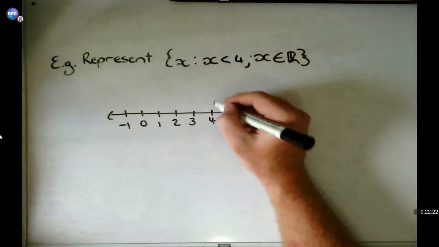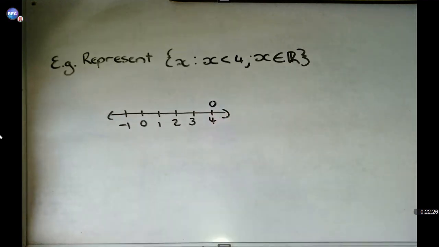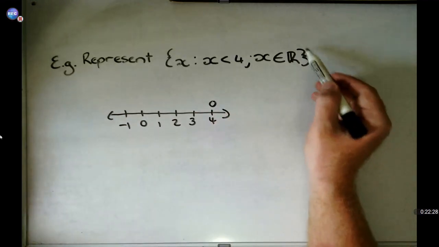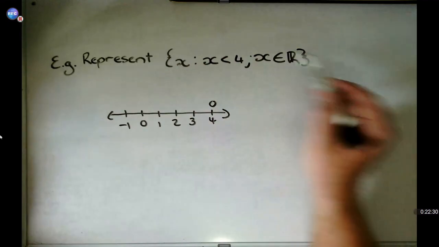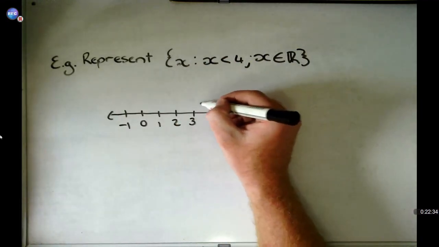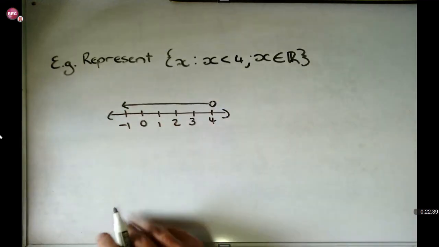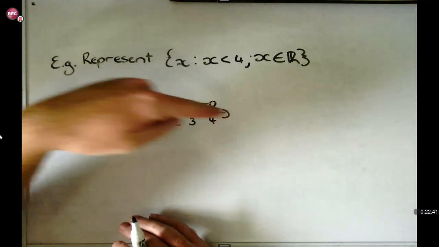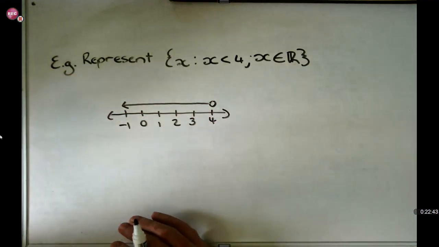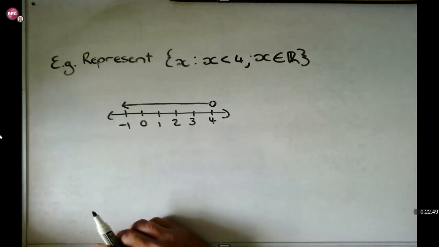Now, we start at 4, it's not included, so open dot, and the notation includes all the real numbers. So we draw a line all the way to -1, and we put an arrow because it can carry on all the way to -infinity. It includes all the numbers. And that is how you do a question like that.